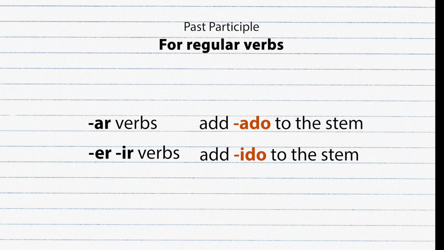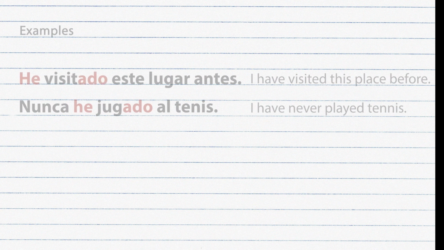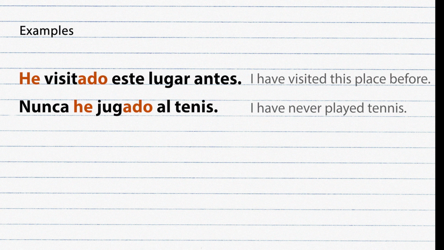Next, we need the past participle. The past participle for regular verbs is made by adding ado to the AR verbs and adding ido to ER and IR verbs. He visitado este lugar antes. Nunca he jugado al tenis.